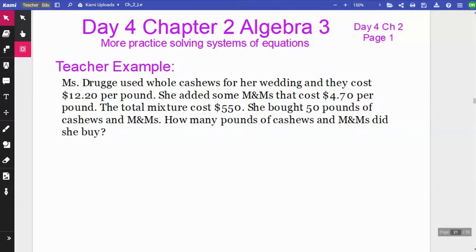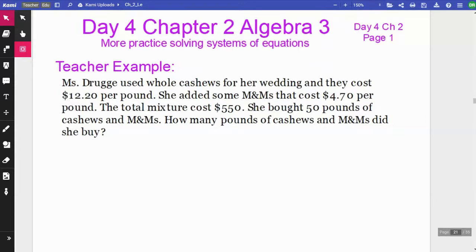All right, so this is day 4, unit 2, and it's word problems relating to systems of equations. This can get a little tricky, so we just got to remember we're going to need 2 equations, we're going to need 2 variables. Let's start there.